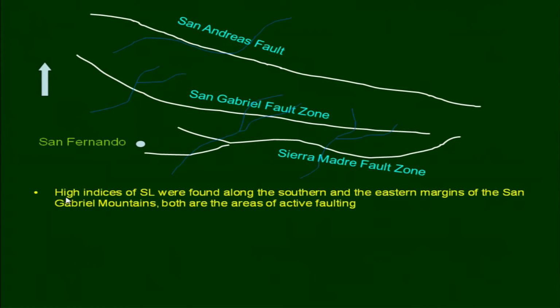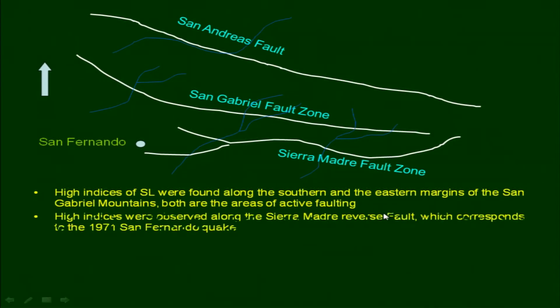So high indices of SL were found along the southern and the eastern margin of San Gabriel mountain. This side is north and the southern side is this one, and east is this part. So the higher indices were seen in this portion. Both are active faults, so these two faults have been categorized as an active faulting area.